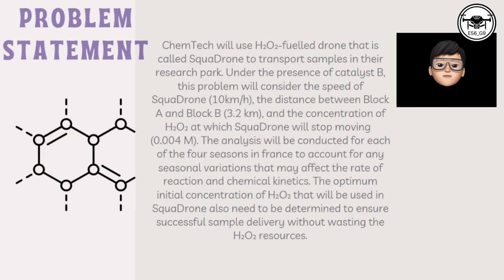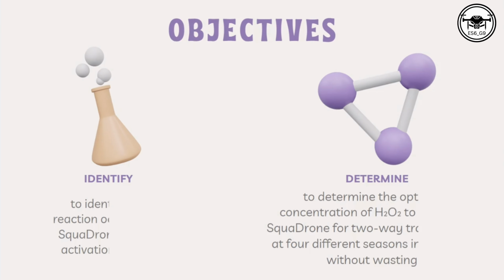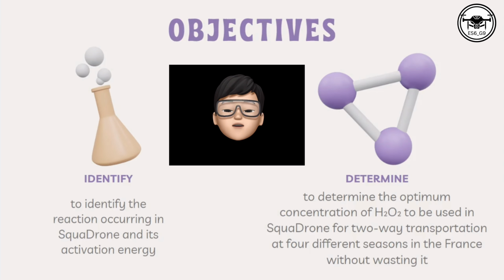The optimum initial concentration of H₂O₂ to be used in SquaDrone also needs to be determined to ensure successful sample delivery without wasting the H₂O₂ resources. The objective of this experiment is, first, to identify the reaction occurring in SquaDrone and its activation energy. Second, to determine the optimum concentration of H₂O₂ to be used in SquaDrone for two-way transportation at 4 different seasons in France without wasting it.